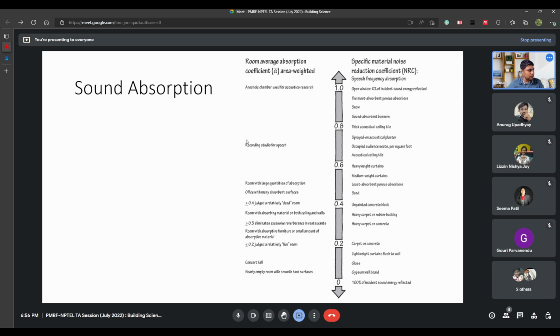So if you have a recording studio for speech, you can use these particular materials. If you use an acoustical tile, that will have around 0.7 noise reduction coefficient, and you have a certain number of occupants. Occupants also have a noise reduction coefficient of around 0.7, because we are very good absorbers of sound also. If you have a large gathering, the sound easily fades out, so you have to consider occupants inside.